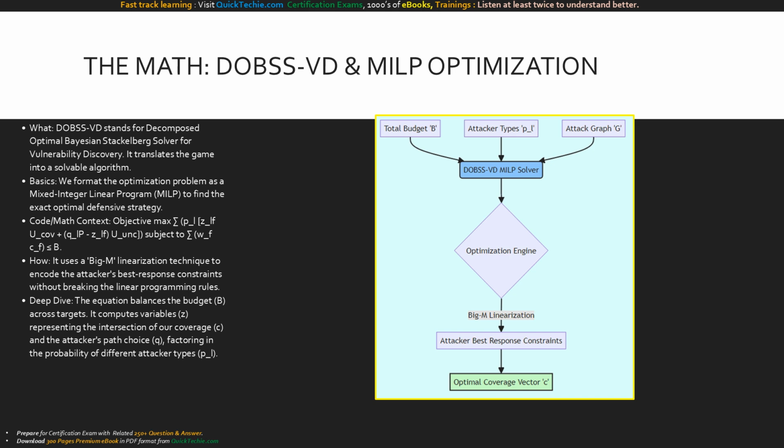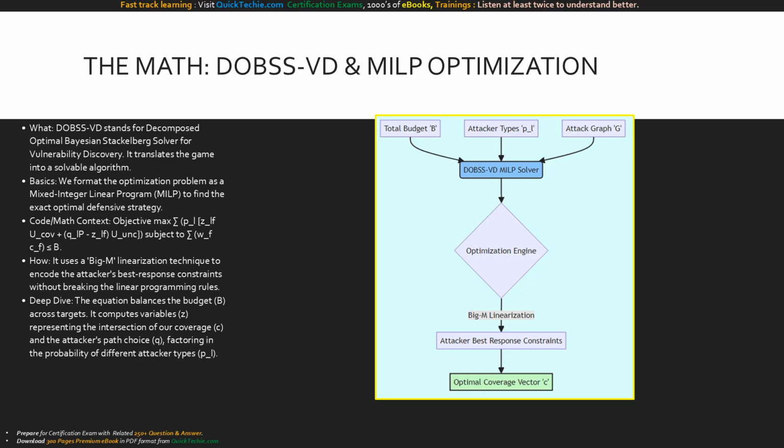We want to maximize our expected utility, factoring in the probability of different attacker types, PL. We are constrained by our total compute budget, B, which must cover the cost, W, of analyzing various files, C. How does MILP handle the enemy's logic? It uses a clever mathematical trick called Big M linearization. This allows us to encode the attacker's if-then best response behavior as linear constraints. The deep dive here is that the solver simultaneously calculates our optimal coverage vector while anticipating the exact path the attacker will pivot to, ensuring our limited budget is spent with maximum disruptive impact.